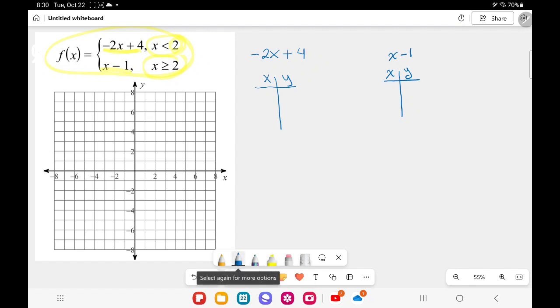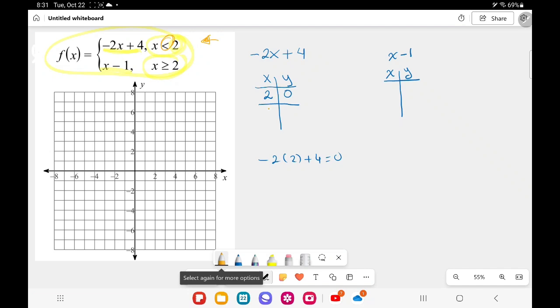So my first equation was negative 2x plus 4. So when x is 2, I will have, okay, let's write it below, negative 2 times 2 plus 4. This gives me 0. Now I am going to evaluate to the left of 2. Why to the left of 2? Because the symbol is pointing to the left. So a point that is to the left of 2 could be 1, could be 0, negative 1.